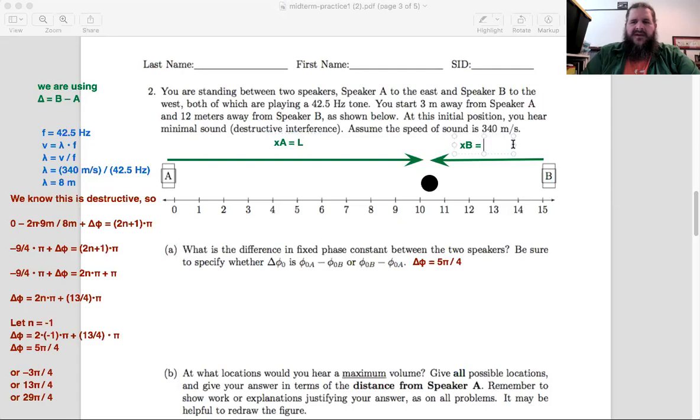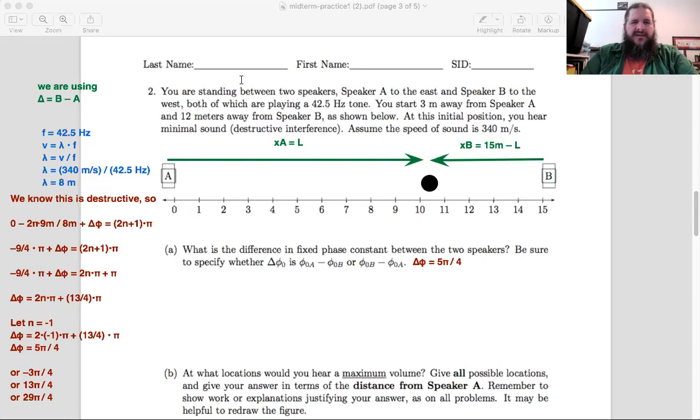In that case, what would XB look like? Can we write XB in terms of L? Would it be 15 minus L, maybe? Yeah. Because if the total distance between speakers is 15, you've got L away from one of them. The leftover distance would be 15 minus L away from the other. 15 meters minus L. So XA is L, presumably measured in meters. XB is 15 meters minus that distance.